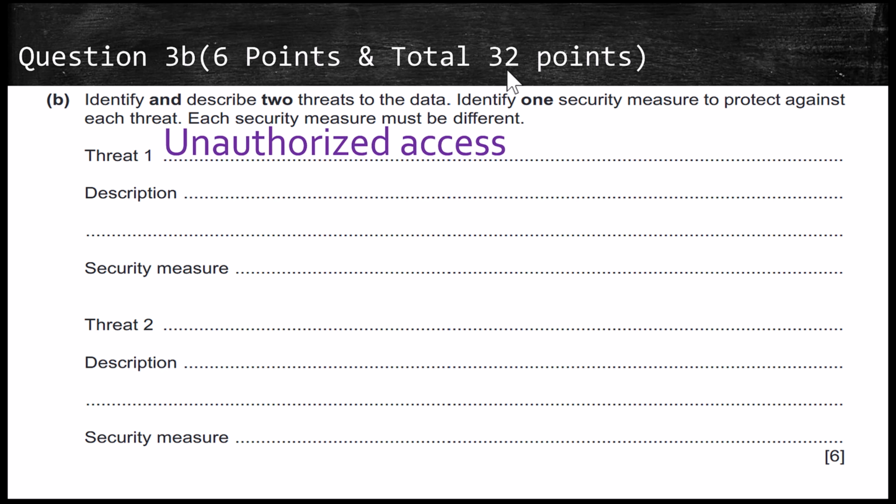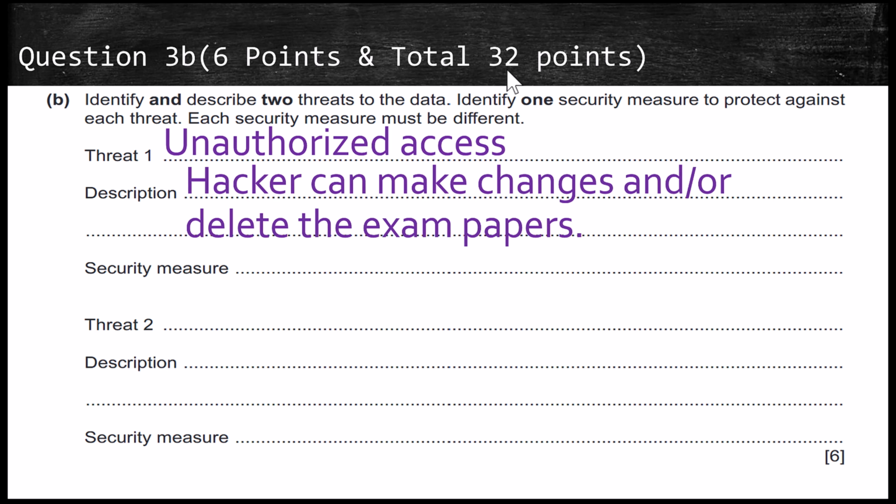Threat 1. Let's talk about the unauthorized access, which is the privacy of data. What does it mean when we say unauthorized access? Well, a hacker can make changes and or delete the exam papers. Maybe the hacker's not doing too well in the class. Maybe he or she isn't feeling confident about that final exam. Maybe they want to gain unauthorized access and delete those exam papers.